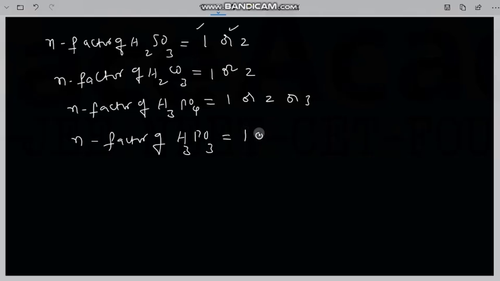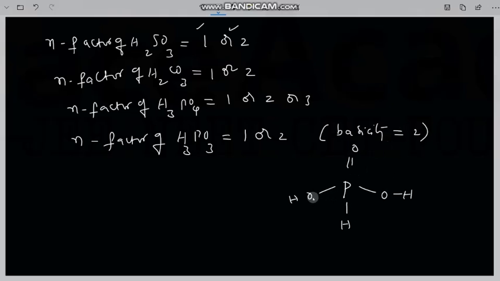This may be either 1 or 2 only, but it is not 3 as per the formula. Why? Because here the basicity of the phosphoric acid is said to be 2. The structure of this acid tells us that phosphorus is linked with two OH groups along with the oxygen and one reducible hydrogen. So that means here it can give only a maximum of 2, minimum of 1 in the reaction. So this is the reason behind that.